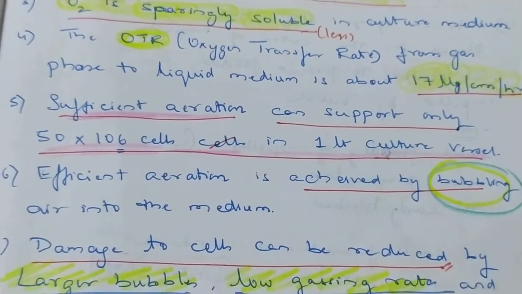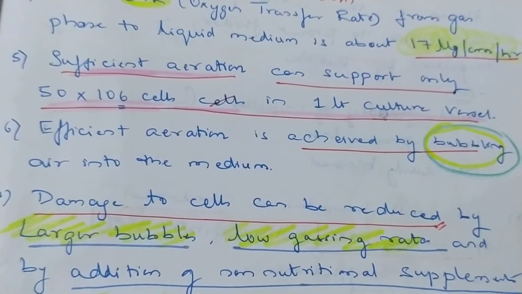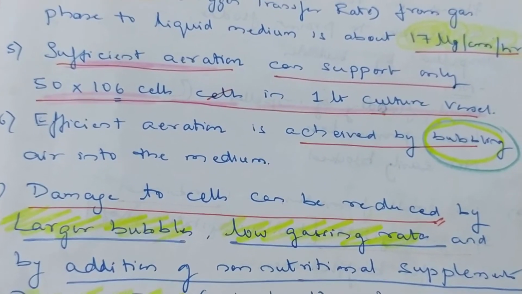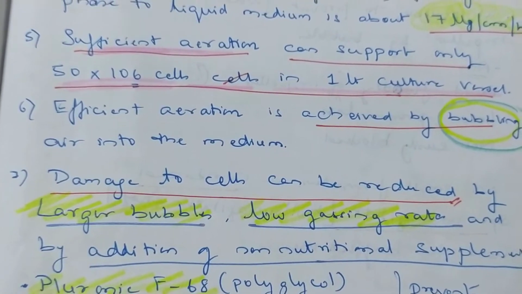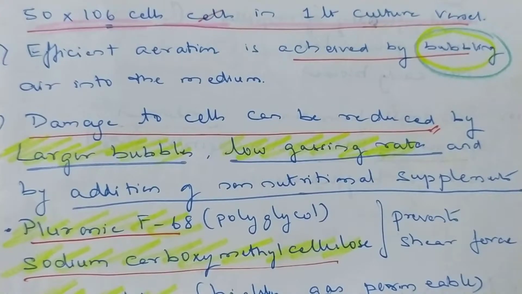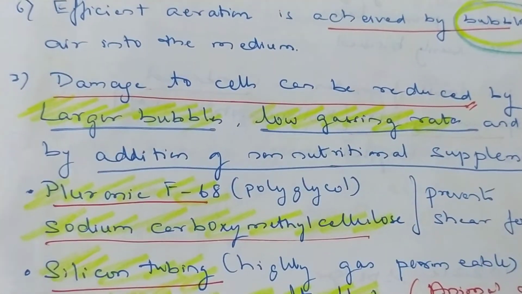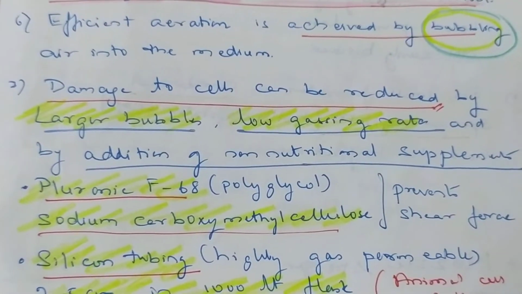These are standards. Efficient aeration is achieved by what? Bubbling air into the medium, that all of you know. The 7th point tells what? Damage to cells can be reduced by making large bubbles. Very important, make a note of that. Large bubbles, low gassing rate. That means both are synchronizing.